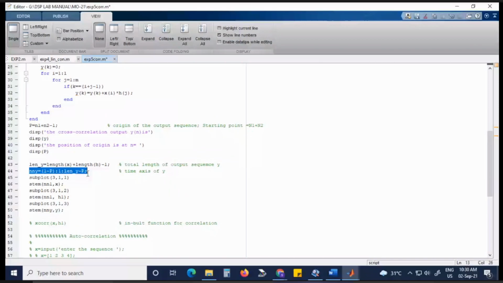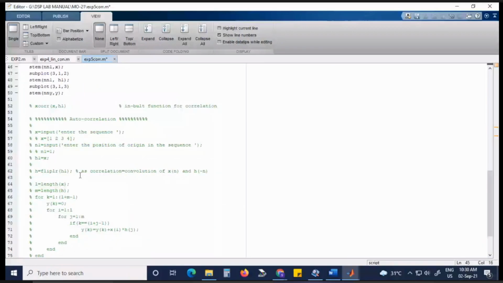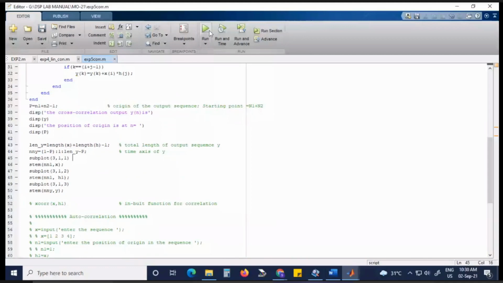So this is the time axis n and y of the output sequence, that is 1 minus p incremented by 1 to length of that total sequence minus p, the origin of the sequence. So now I have plotted that one. Okay. So if I run that program now, you see just how it is coming.